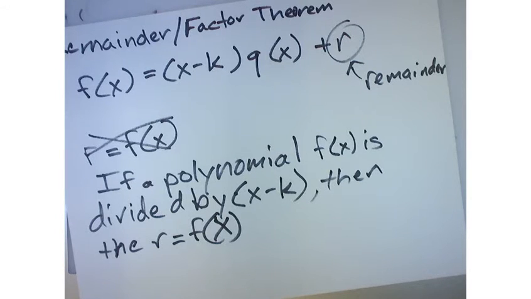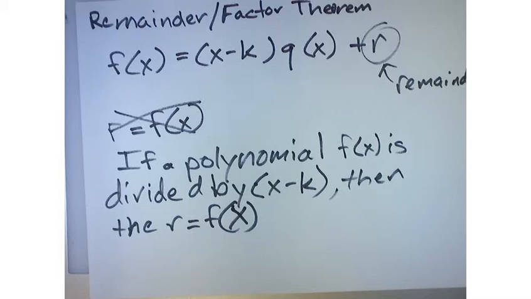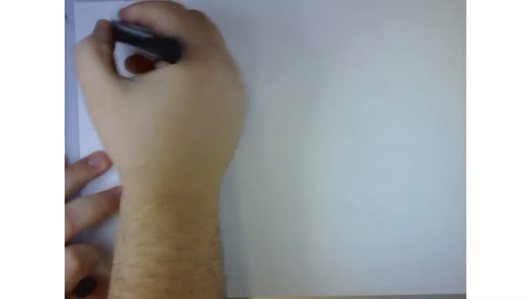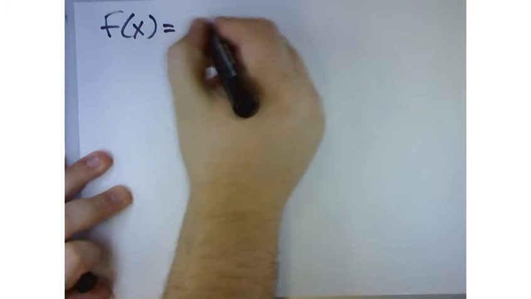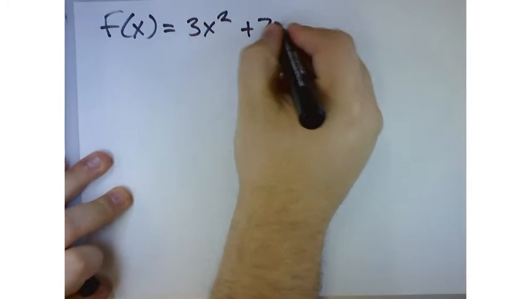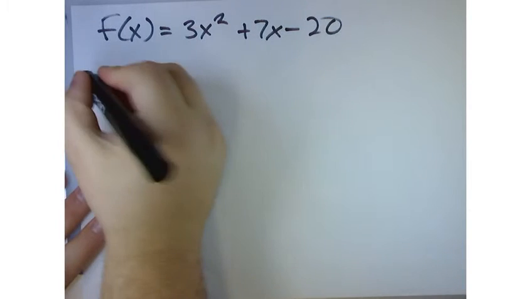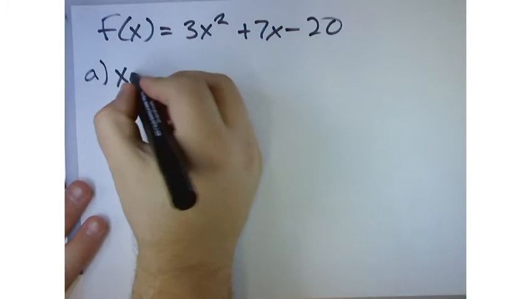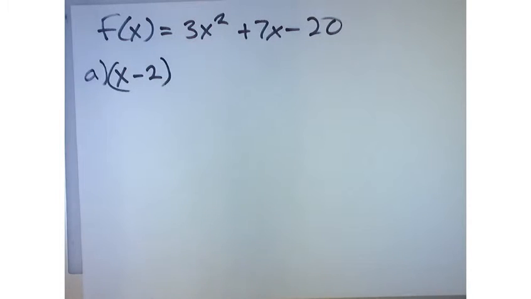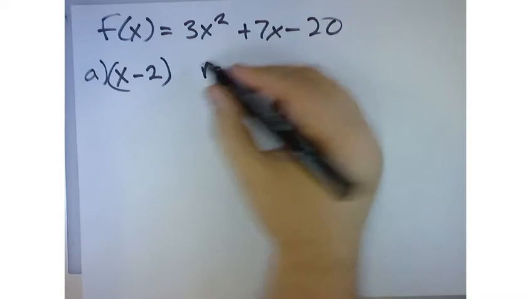And so that may not make a whole lot of sense. So let's just try to apply this remainder theorem and then go from there. So what does that look like when we try to apply that? Well, let's start with an example. Let's start with a polynomial. Let's say that we are given f of x is equal to 3x squared plus 7x minus 20. Okay? And then it says find the remainder when this is divided by a polynomial. So what we want to do is figure out what the remainder is when we divide it by x minus 2.